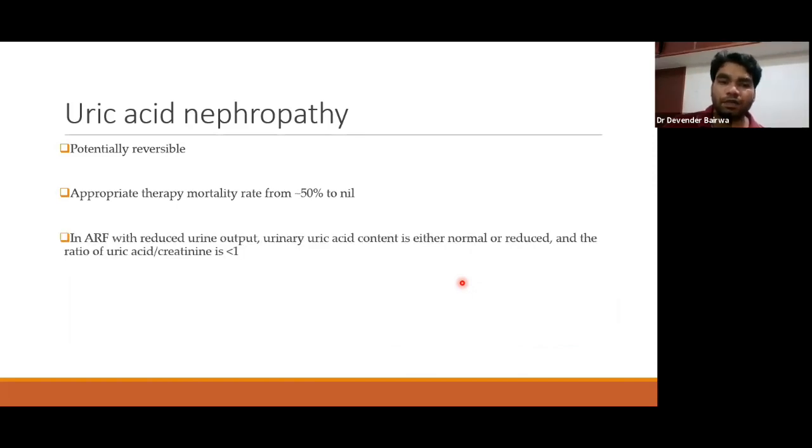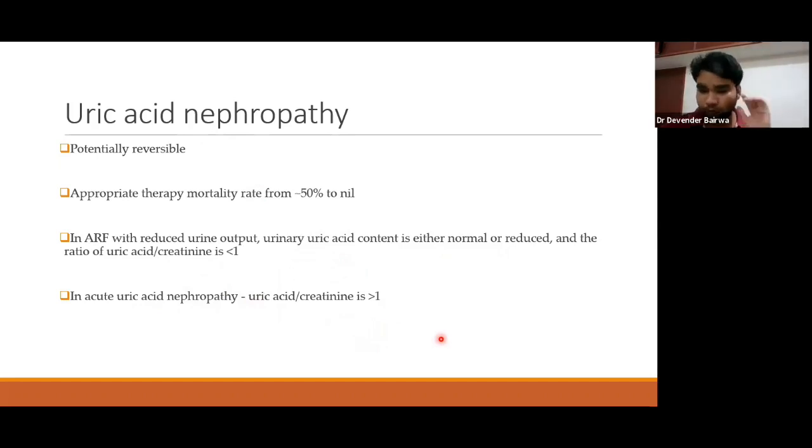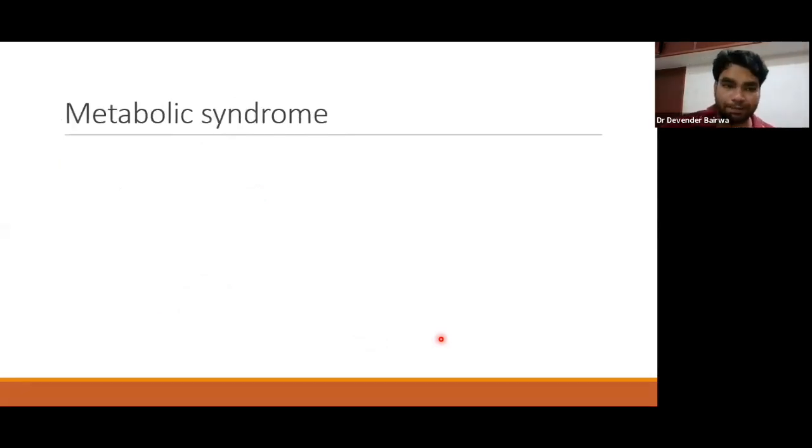One specific test is the ratio of uric acid to creatinine. In all acute renal failure conditions, there is reduced urine output, and urinary uric acid content is either normal or reduced. That's why the ratio of uric acid to creatinine is less than 1 in all cases of acute renal failure. But in uric acid nephropathy, your ratio of uric acid to creatinine will be more than 1. This ratio can be calculated from the urine. If it is more than 1, it is mostly pathognomonic of uric acid nephropathy.